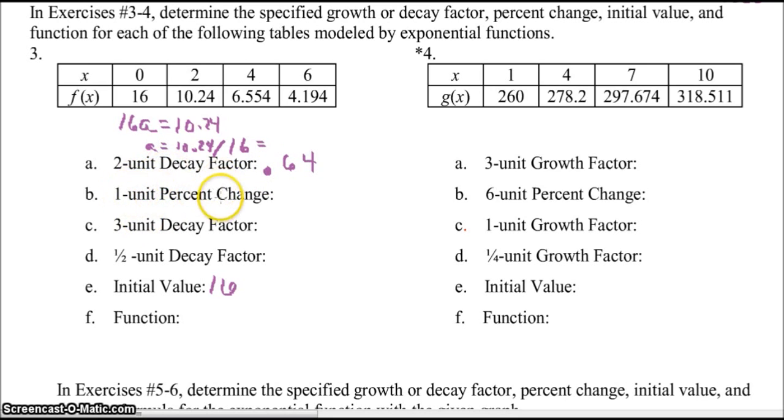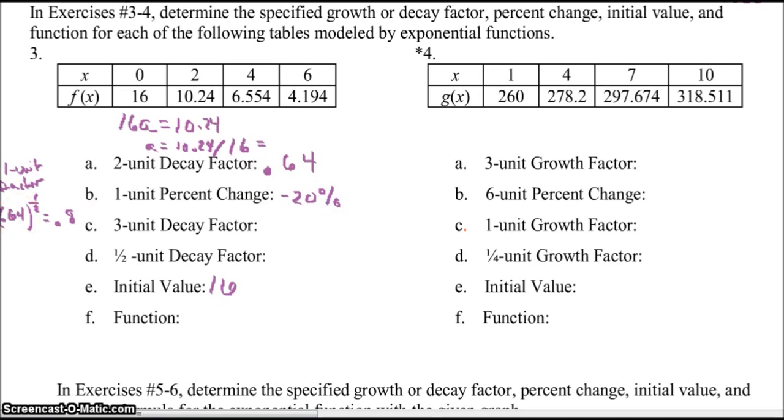Now, if we want the 1 unit percent change, we're going to have to find the 1 unit decay factor. So off to the side, the 1 unit factor. If 2 units is 0.64, the 1 unit will just be the square root of 0.64, or 0.64 to the 1/2, because we need 2 of these multiplied together to get the 2 unit decay factor. And that is 0.8.